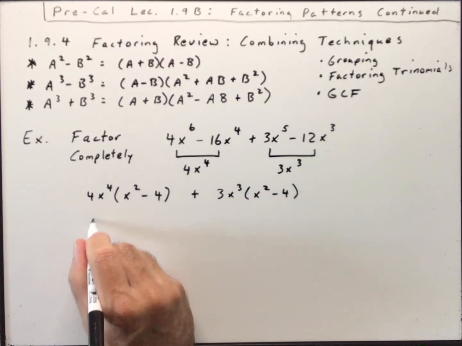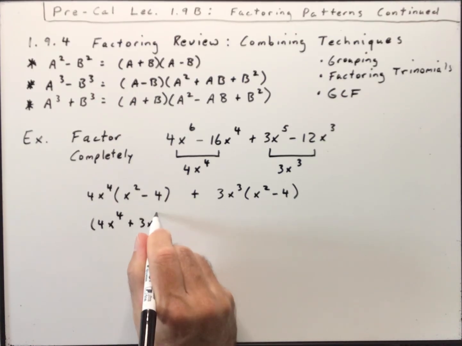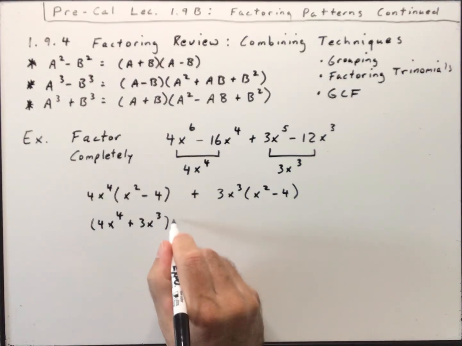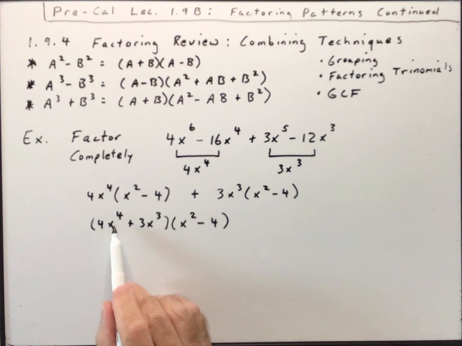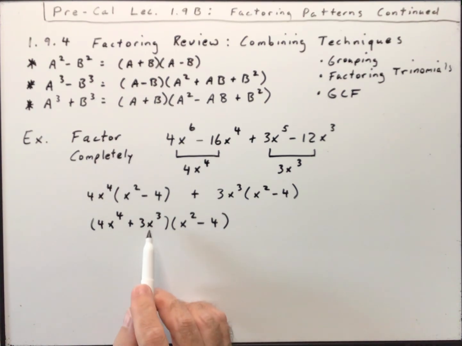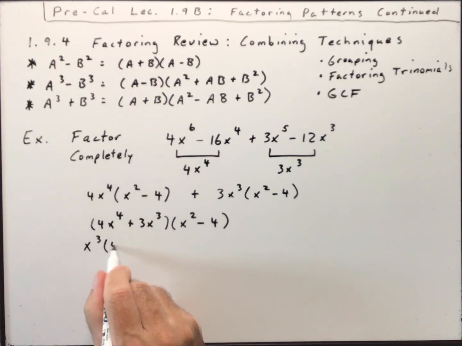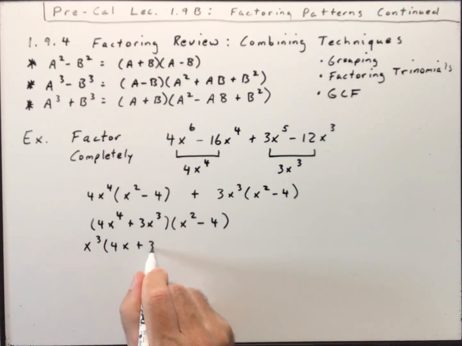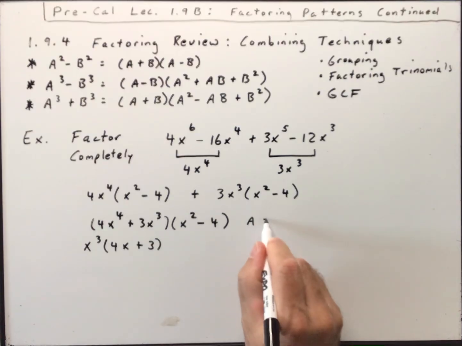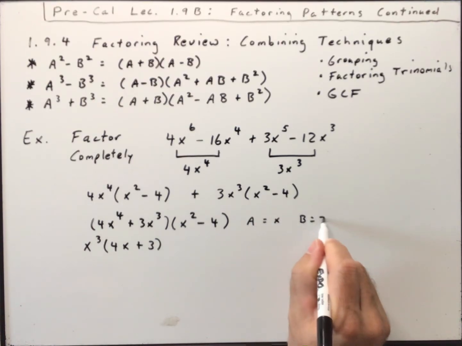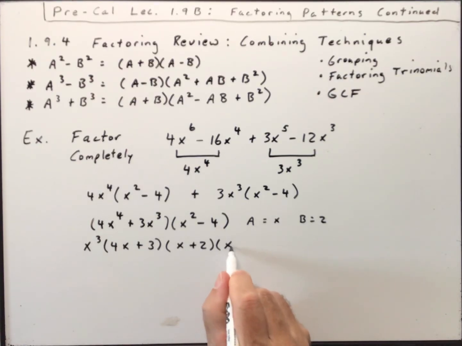So let's put all this together. We've got 4x to the 4th plus 3x cubed. Now, if this was a minus sign here, it would be minus 3x cubed, times x squared minus 4. Okay, we can factor out some more x's here, right? So we could put an x cubed out front. Then what's left would be 4x plus 3. But here, this is again the difference of two perfect squares, where a is x and b is 2. So that factors into x plus 2 times x minus 2.